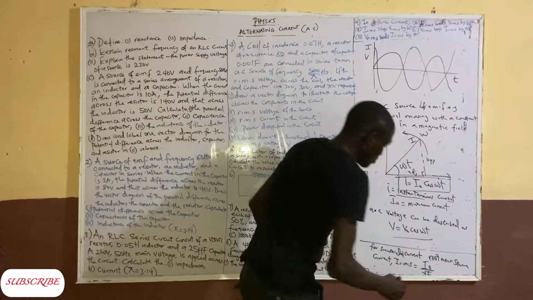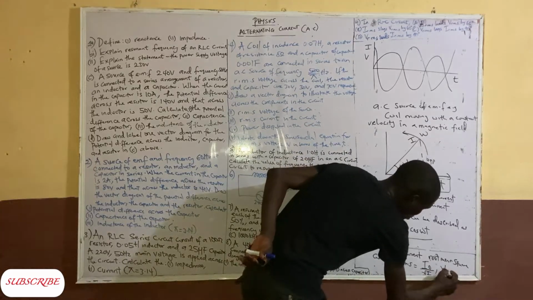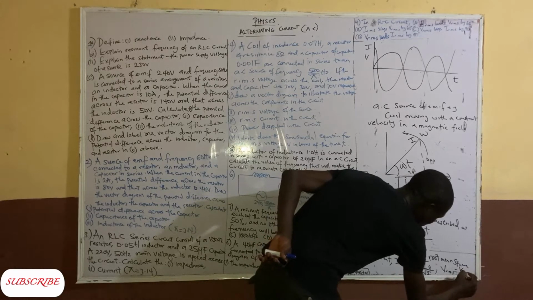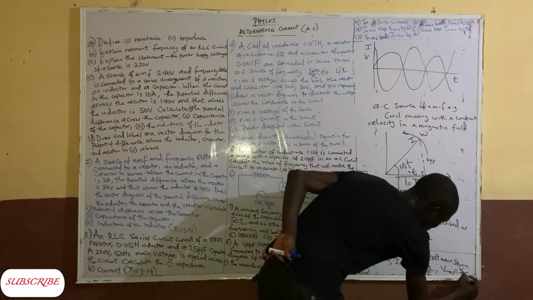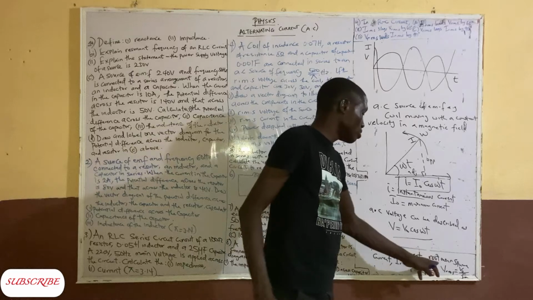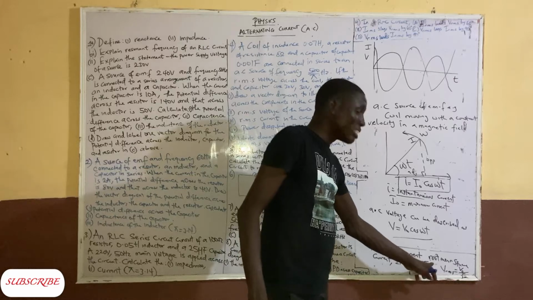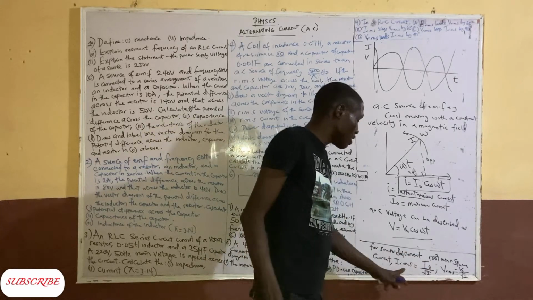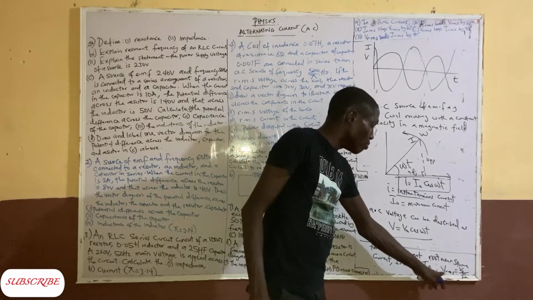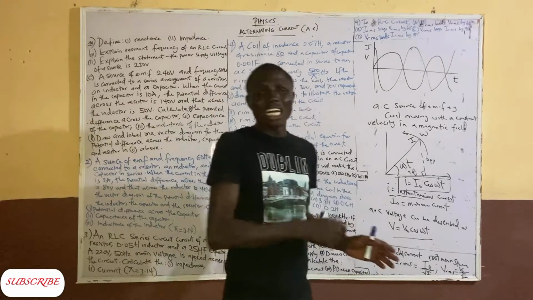So also for voltage, the root mean square is equal to V naught, which is the peak or maximum voltage, all over root 2. Please note that for sinusoidal current over an AC circuit, the root mean square is directly proportional to the maximum current, which is given as I root mean square equal to I naught over root 2, and voltage root mean square is equal to V naught over root 2.